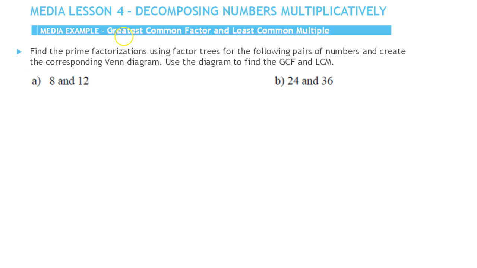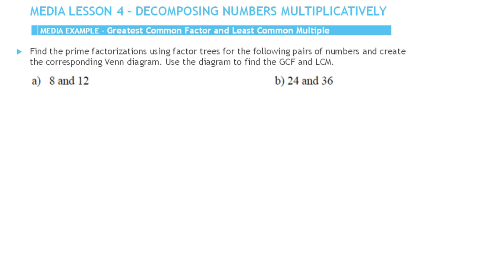In this example, we're going to look at the greatest common factor and least common multiple. So we looked at these ideas in the last media example, but in this example, we're going to look at them out of context and find a more systematic way of finding them when necessary.